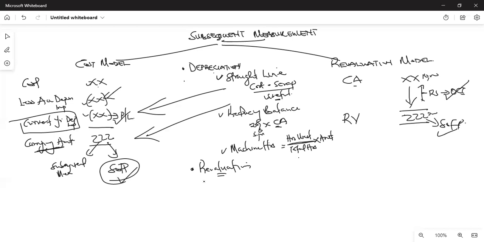The standard says that if you revalue an asset in a class, you see there is PPE. PPE is property, plant, and equipment. If you revalue the equipment, the standard says that you must also revalue the property and the plant. You cannot revalue one and leave the others. All of them must be revalued.